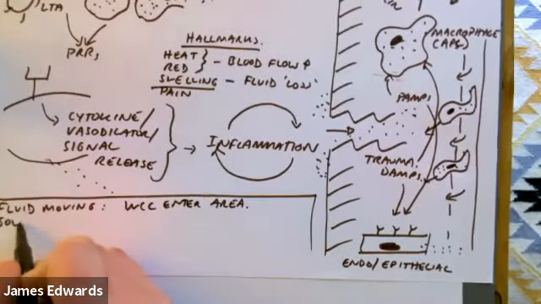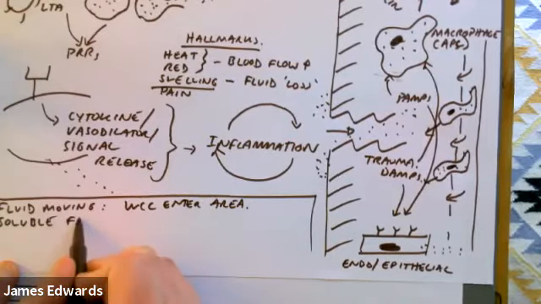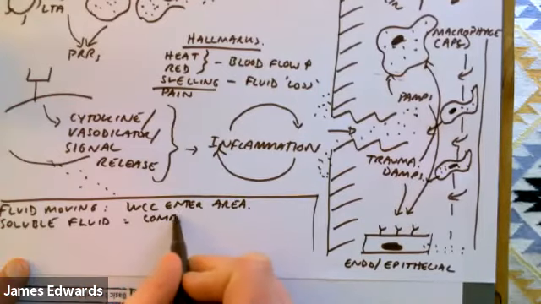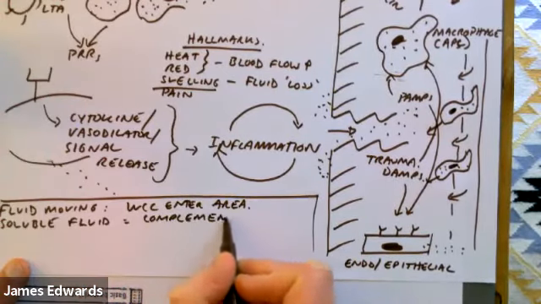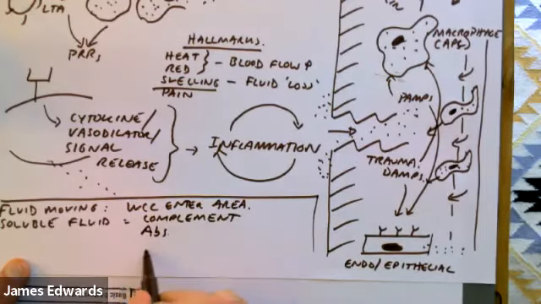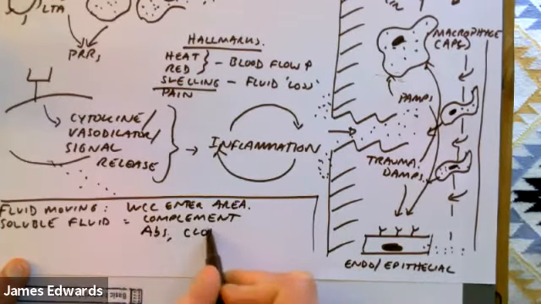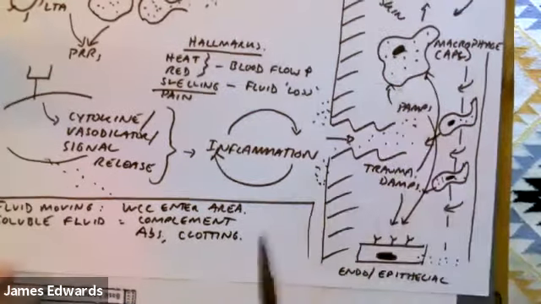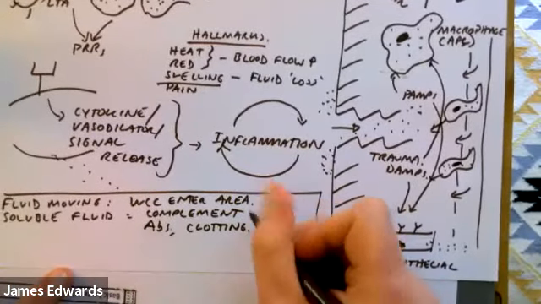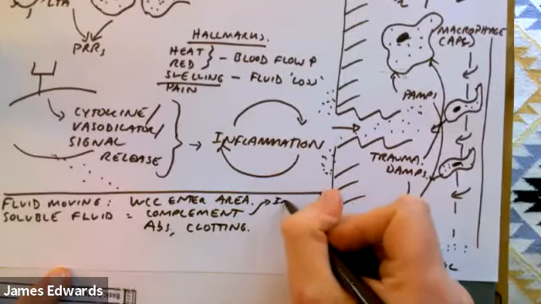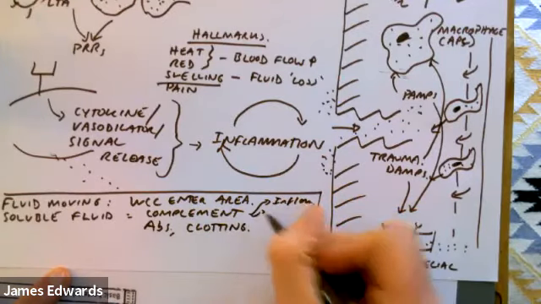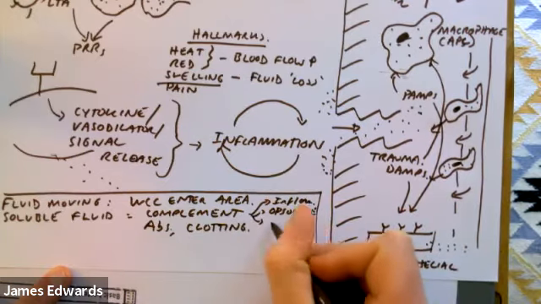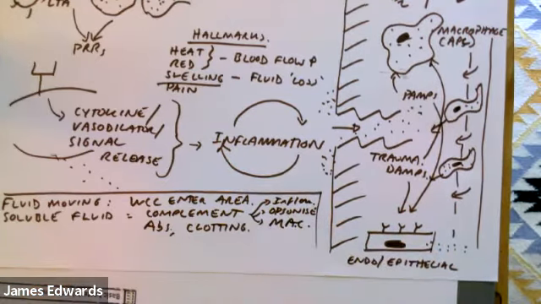Soluble fluid will have things like complement. It will have antibodies. It will have clotting. I mentioned before, platelets. All of this is required. Okay, so the complement in itself can also then keep the inflammation going. It can also opsonize. And it can also form the membrane attack complex as well.